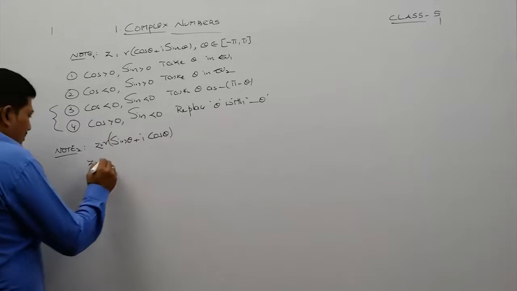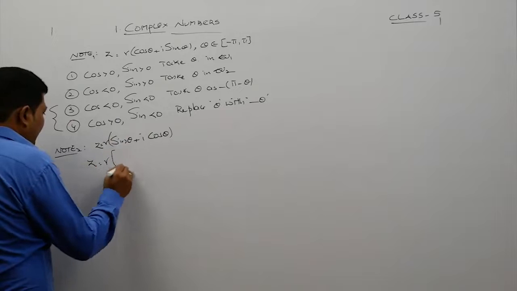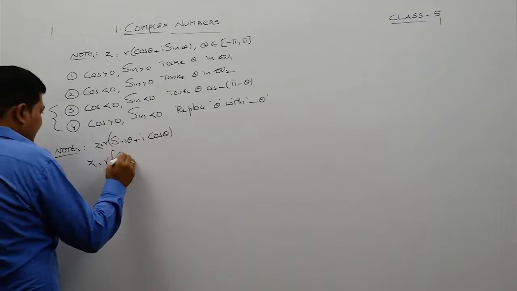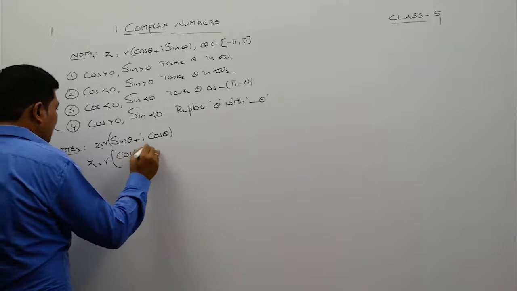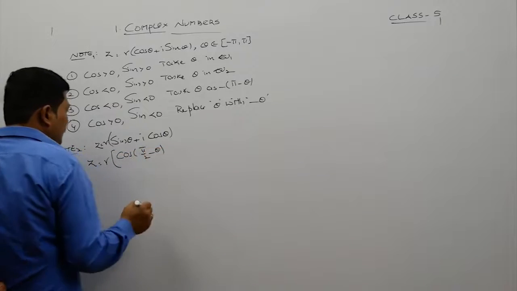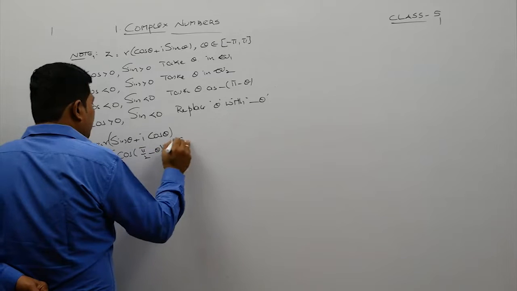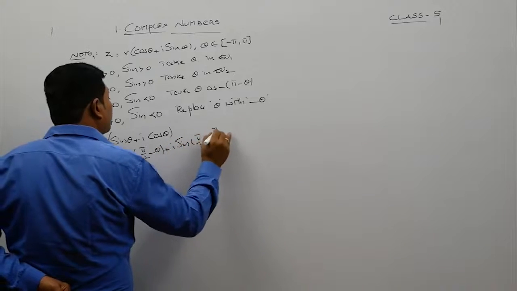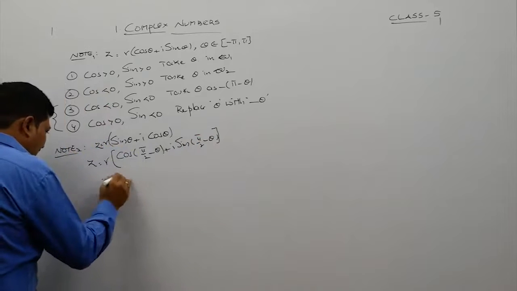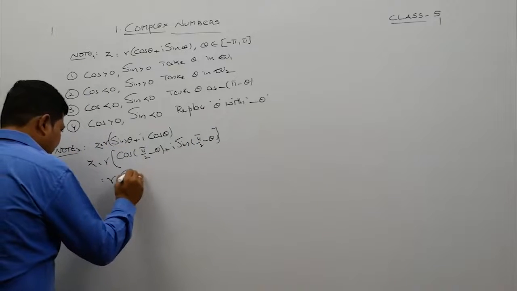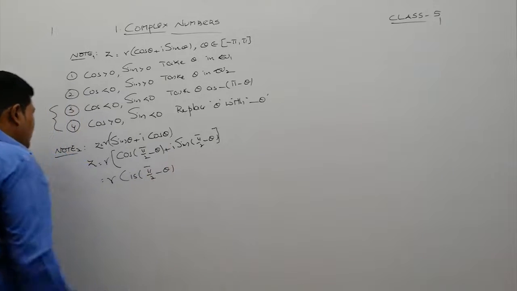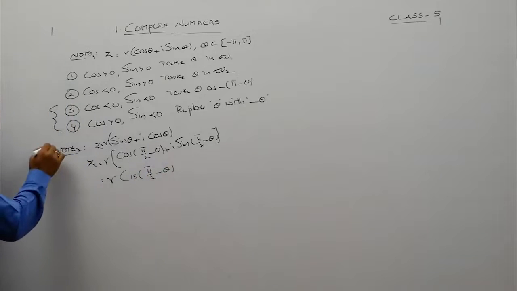A simple conversion we will do here by writing the quadrant angles. Now sine theta can be expressed as cos 90 minus theta plus I into sine 90 minus theta. So this is equal to r into cis pi by 2 minus theta. So this is also another important one to notice.